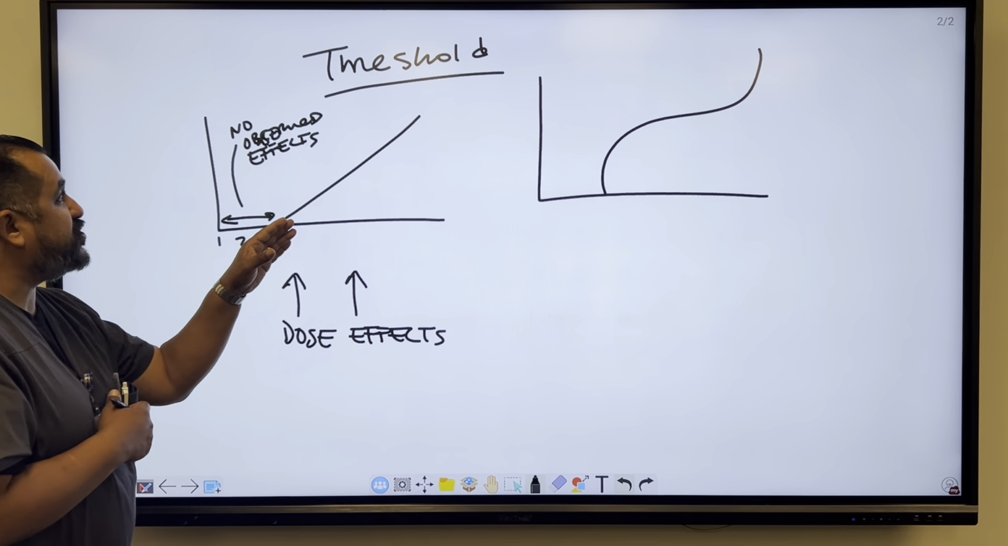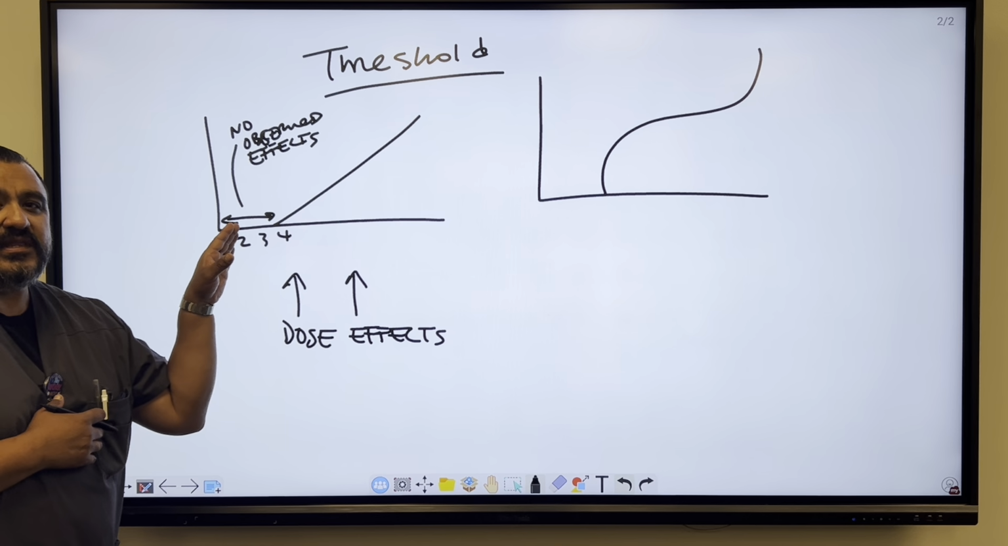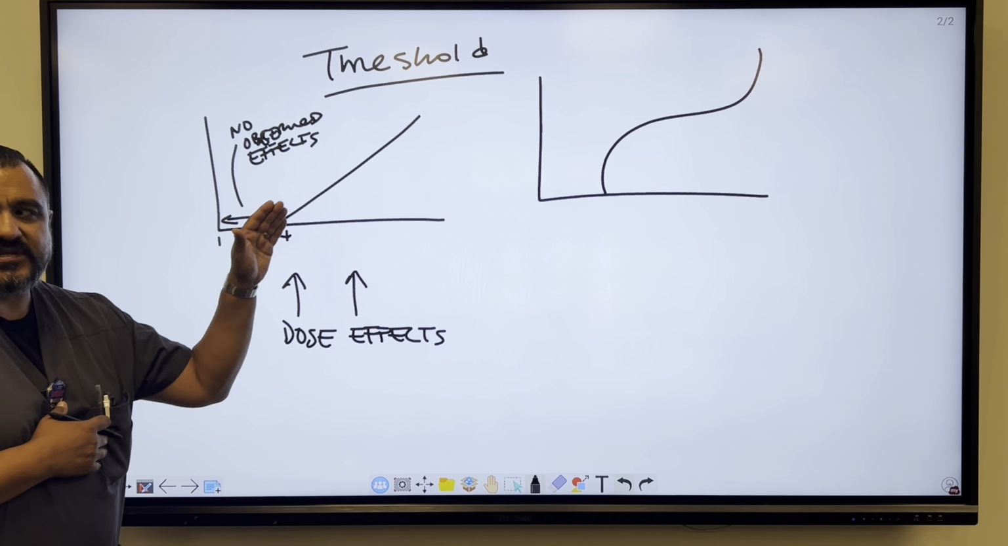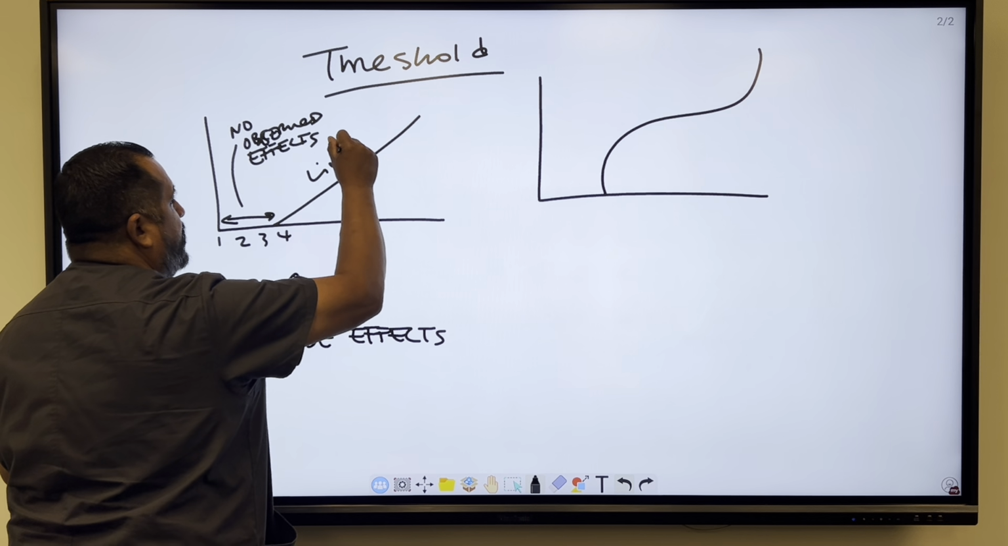So, threshold dose responses always have an area where you don't really see the observed effects. And then boom, you start to see them. So take a look. This is a threshold linear dose response.